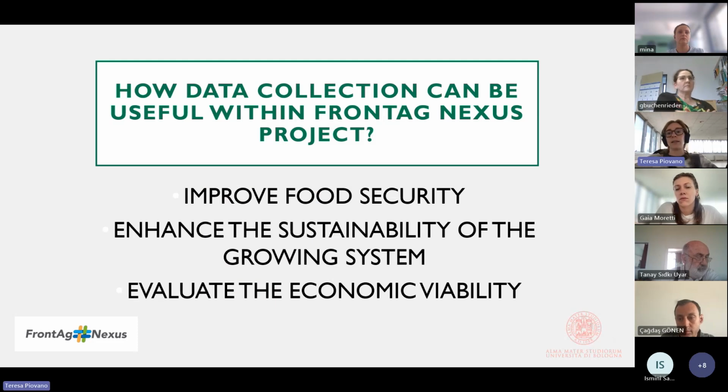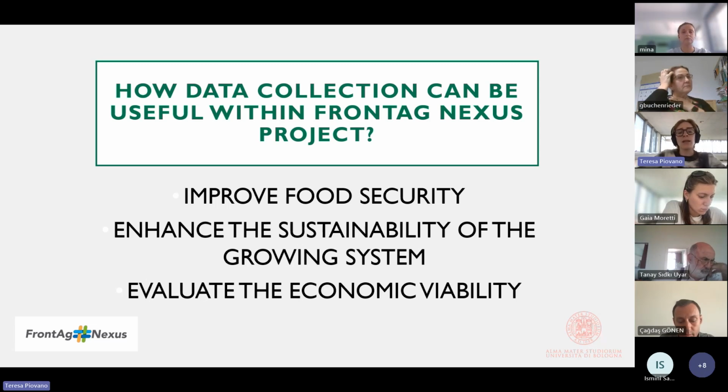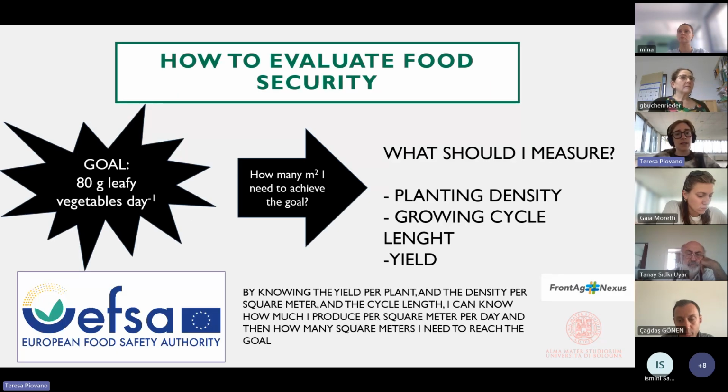But then, talking about more concrete, more practical aspects of the data collection, I provide you 3 examples of how data collection can be useful within the Frontac Next project. So it can be useful to improve the food security, to enhance the sustainability of the growing system, and to evaluate the economic viability. Let's start from the first concept.